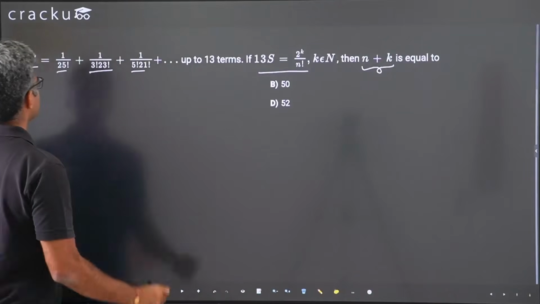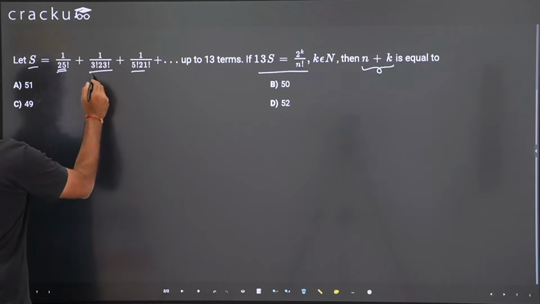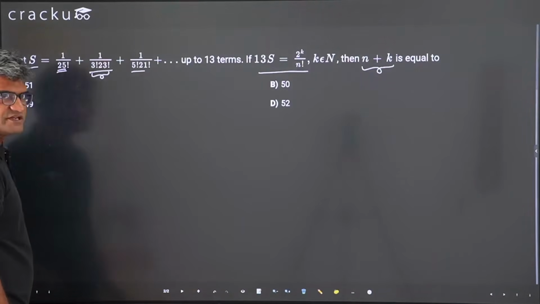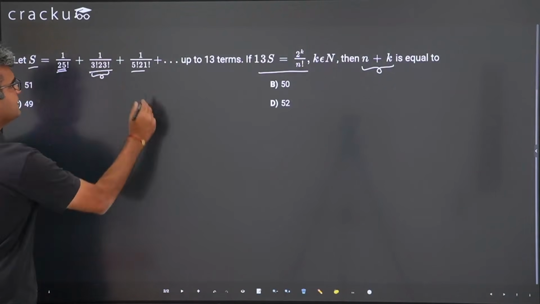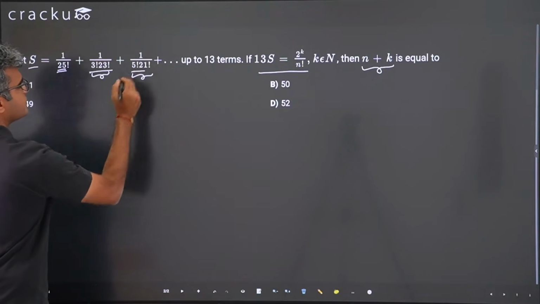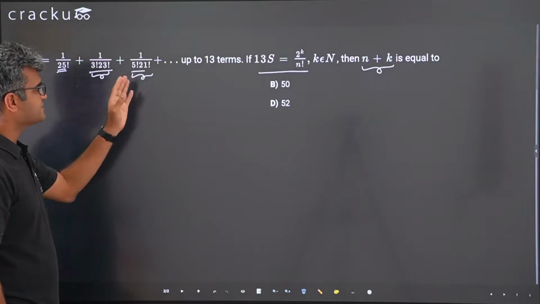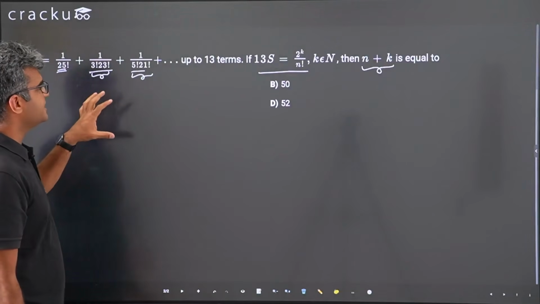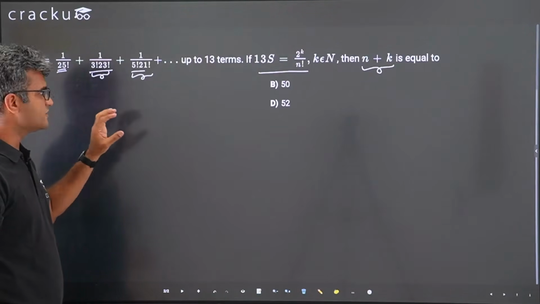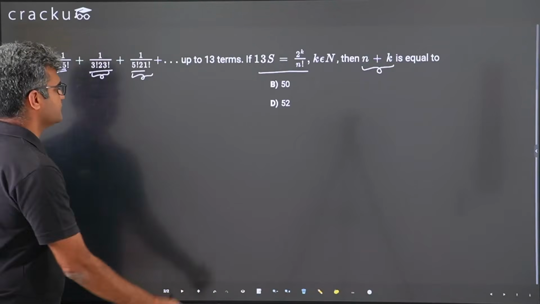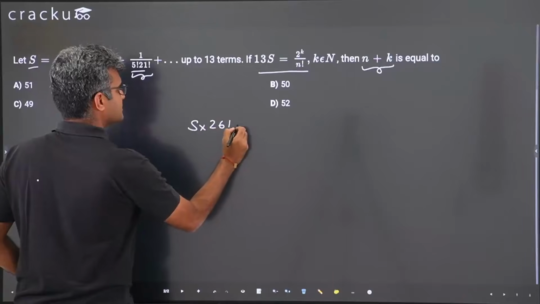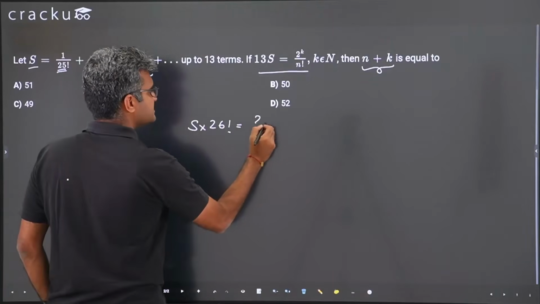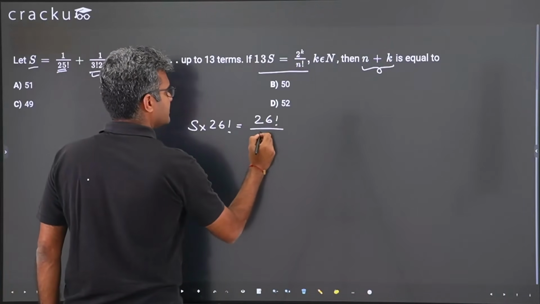If you are looking at the terms, this is 25 factorial, this is 3 factorial into 23 factorial. The sum of 3 plus 23 is 26. Here also we have 5 factorial into 21 factorial. 5 plus 21 is 26. So immediately you should understand that this is part of a binomial expansion. So if you multiply s with 26 factorial, you are going to get 26 factorial divided by 25 factorial.